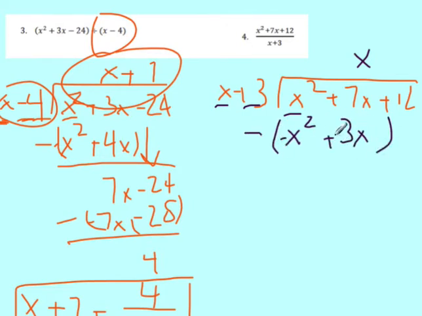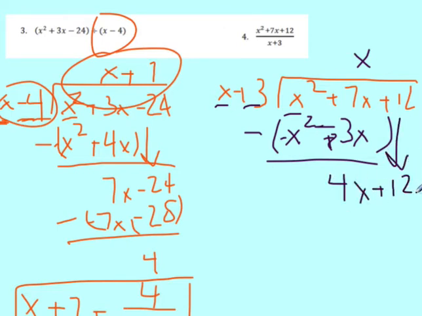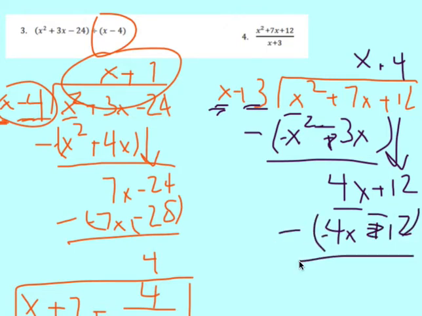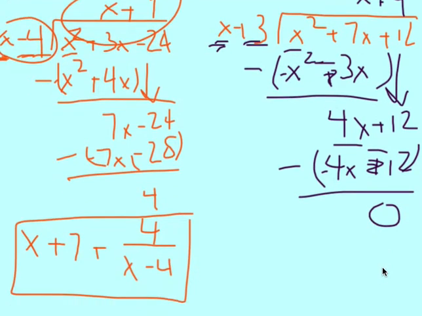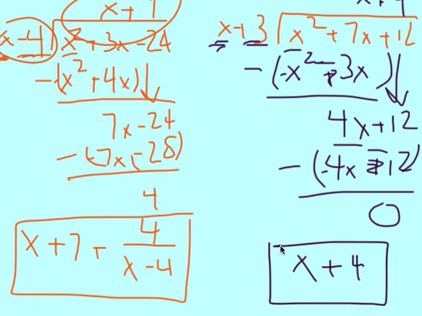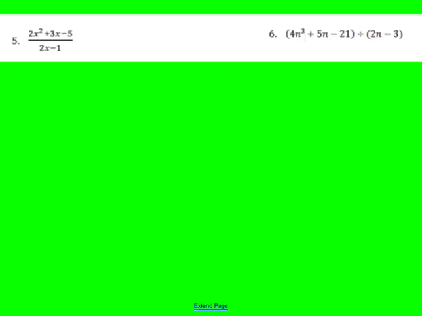So now I'm subtracting those off, so I like to change each of those signs. X squared minus x squared cancels out. 7x minus 3x is 4x. So once I've gotten to that point, I'm going to go ahead and bring down my plus 12. So how do I go from x to 4x? Well, I multiply by 4. So then I'm taking each of these terms and multiplying them by 4. So I get 4x plus 12. Again, I'm subtracting that off, so I'm going to change the signs of everything, and I get a remainder of 0. So that means my answer is just what was on top since my remainder was 0, and that is x plus 4.